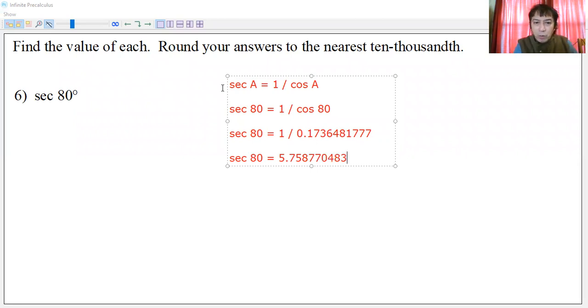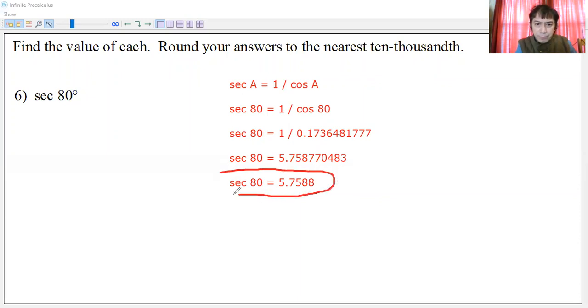Now we have to round our final answer. It is equal to 5.7588. Okay, the 7 becomes 8. That should be it. This must be our final answer. And so we have it over here. That's 5.7588. All right, that's correct.